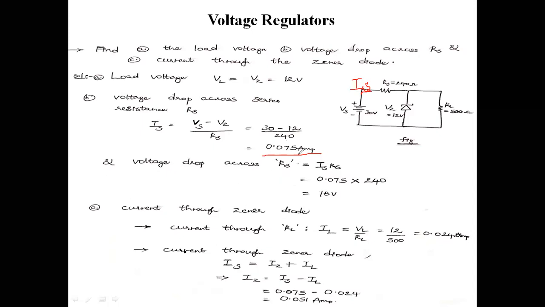Voltage drop across RS. What is the voltage drop across this RS? I am going to calculate that. That is IS times RS. IS is calculated here, and RS is also there. By substituting those values, I can obtain the voltage drop as 18 volts. The voltage drop across this RS is 18 volts.